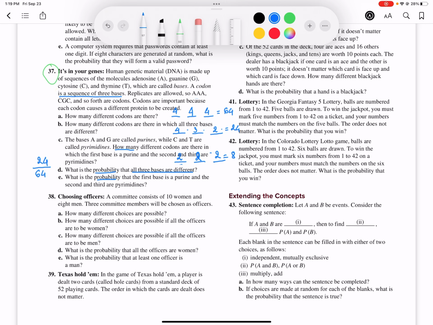In problem E, we know that the total number of codons we have is 64. And we want to know the probability that the first one is a purine and the second one and the third one are pyrimidines. So that is part C, right? Because we already counted in part C that we have 8 different codons in which the first base is a purine and the second and the third are pyrimidines. So that is 8 out of 64. For the probability, you use a calculator to divide and take 3 decimal places.